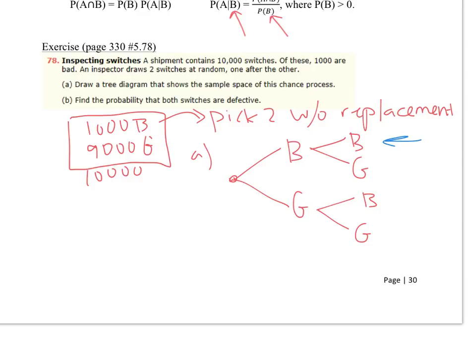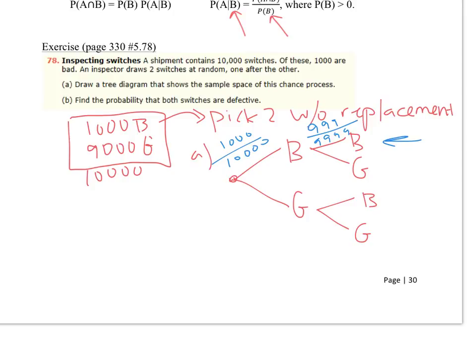In order to get the probabilities onto these branches right here, the probability of a bad one on my first pick is 1,000 out of 10,000. And now the probability of a bad one on the second pick, if I took out a bad one, there's now only 999 bad ones left out of the 9,999 switches still in the shipment.